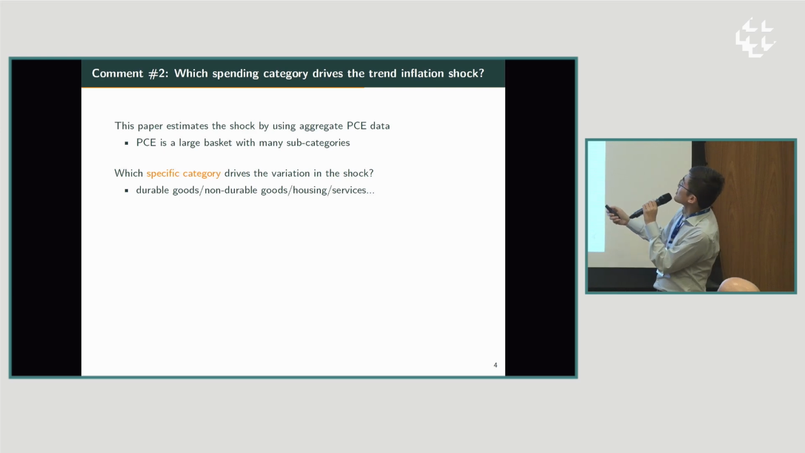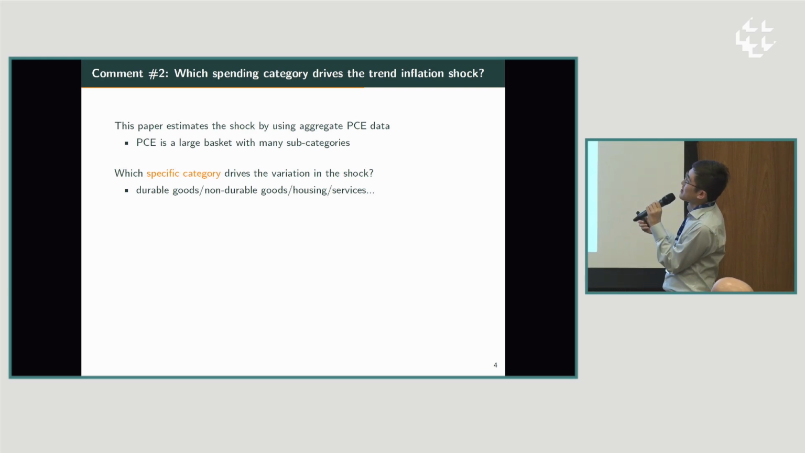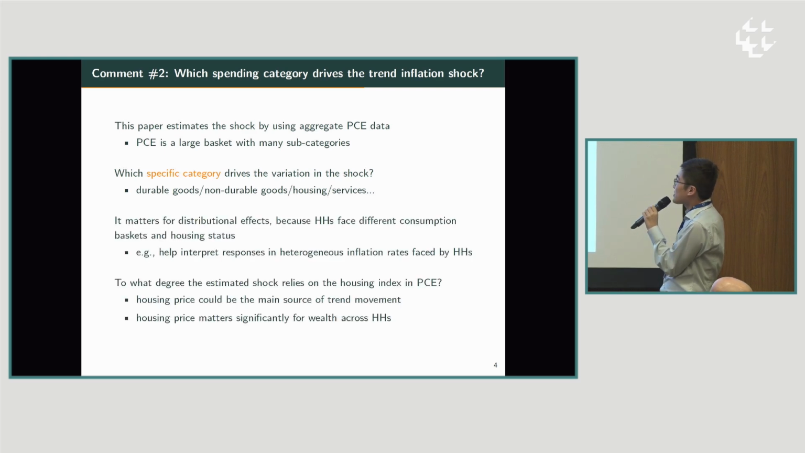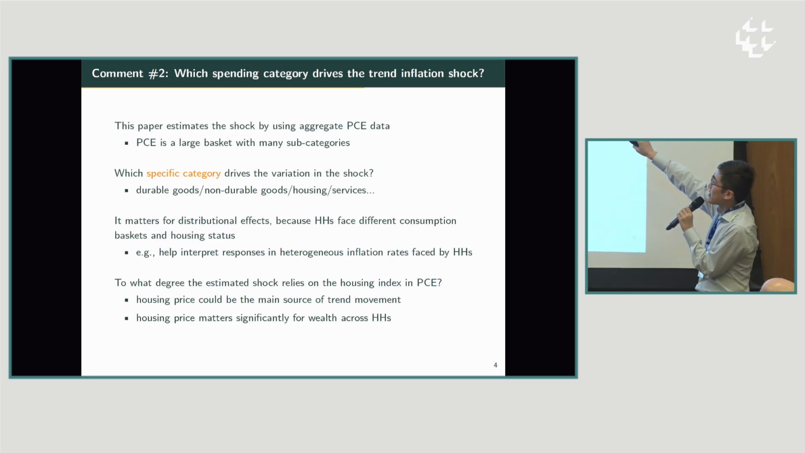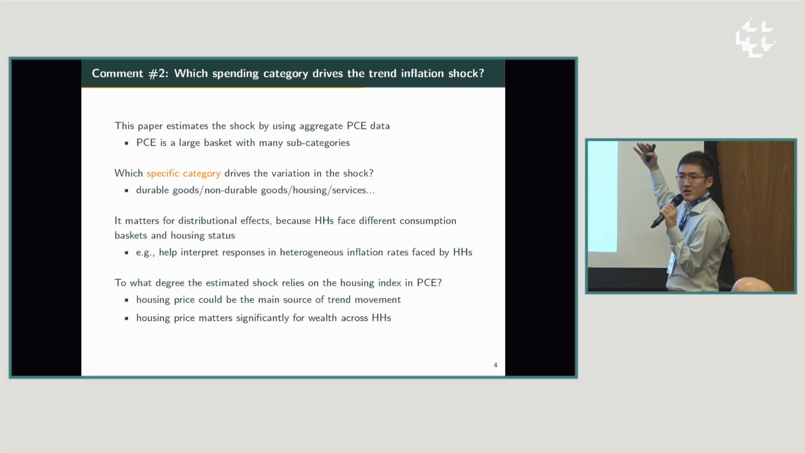So the authors use basically aggregate PCE data. And we know PCE is a very large basket with many subcategories. For example, it includes durable goods, non-durable goods, housing and services, etc. So then my question is, which component in the PCE basket really drives the variation in this trend inflation shock?